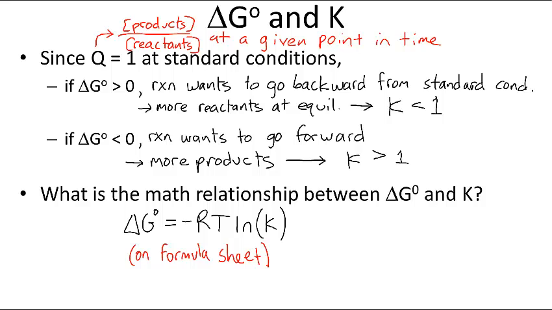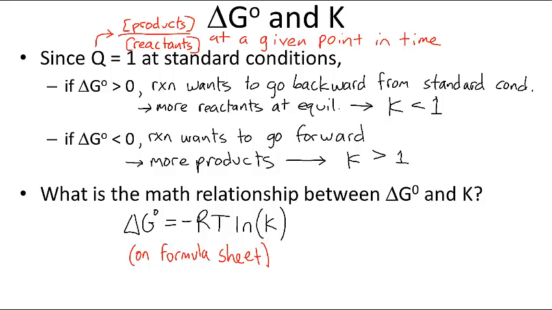All right, let's confirm that this equation matches our concept. First of all, what if K is equal to 1? What if K is right in the middle? K equals 1. What's the logarithm of 1? The logarithm of 1 is 0. So if K equals 1, then delta G naught would equal 0.